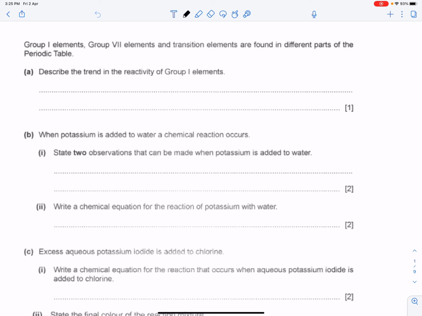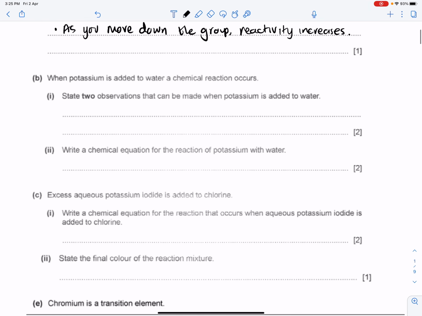Group 1 elements, group 7 elements and the transition elements are found in different parts of the periodic table. Describe the trend in the reactivity of the group 1s. You would say as you move down the group, reactivity increases. You could also say as you move up the group, reactivity decreases, but we usually talk about moving down the group.